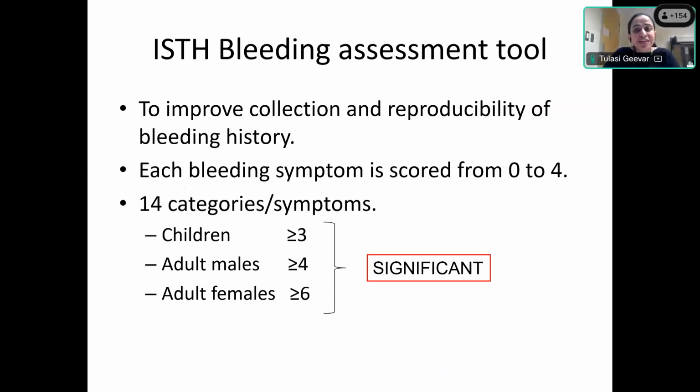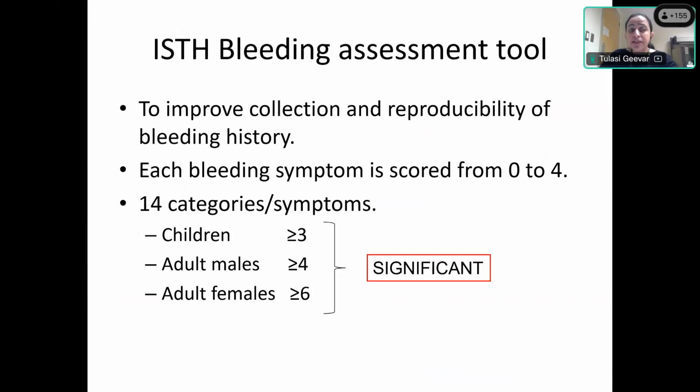Now, to objectify bleeding score and to assess whether the patient is actually having a significant bleeding symptom, there are different bleeding assessment tools available. The ISTH has got a bleeding assessment tool, which is not universally used. This is to improve the collection and reproducibility of the bleeding history. Now, there are 14 categories or symptoms, and each symptom is graded from 0 to 4, and a score of 3 or more in children, a score of 4 or more in adult males, and a score of 6 or more in adult females is considered significant.